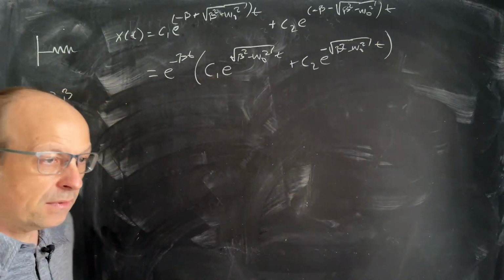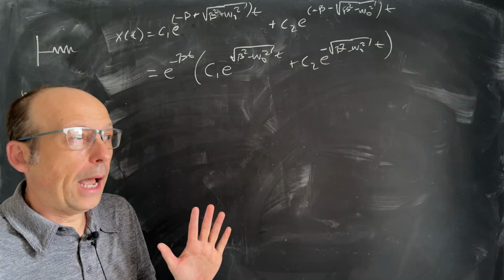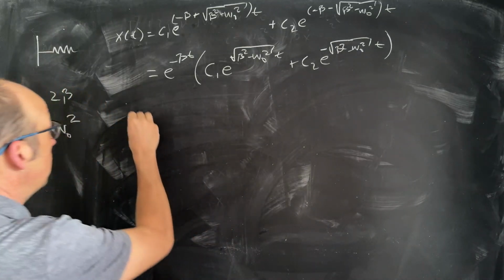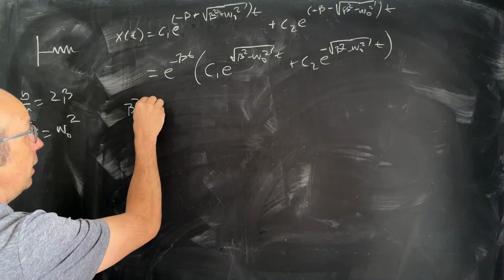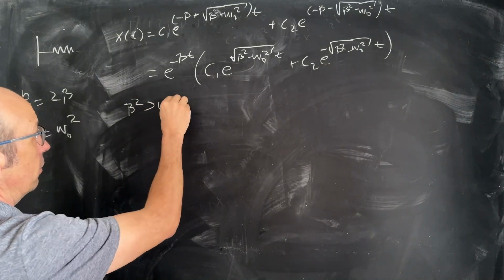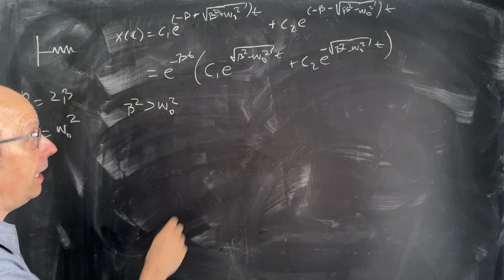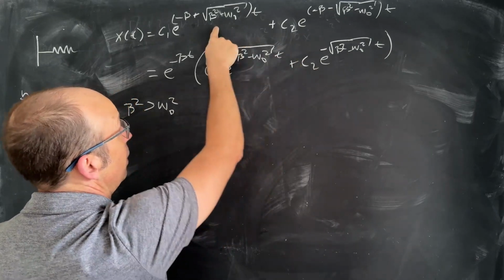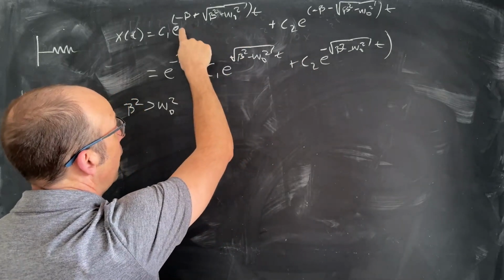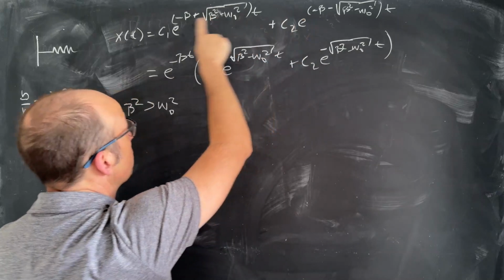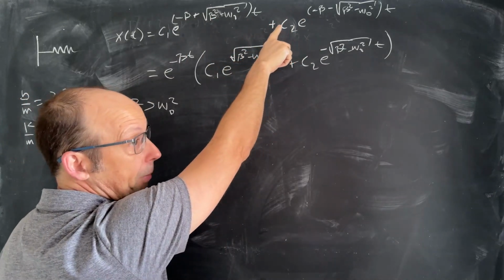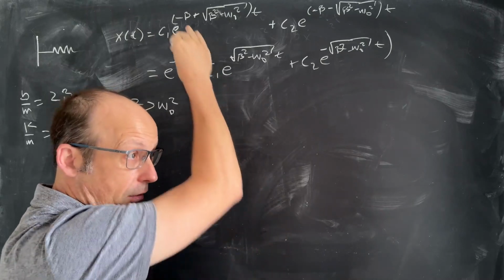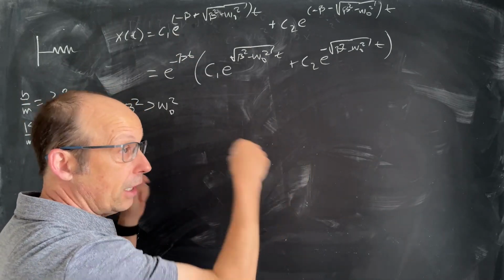Okay, again, what happens? Let's look at the first case, where beta squared is greater than omega naught squared. If that's the case, then this term is just an exponential. This term is an exponential. And in fact, we could write it up here, right? I have two exponentially decaying terms. So what's going to happen here is it's not even going to oscillate. If I displace it some amount, it's just going to die down.